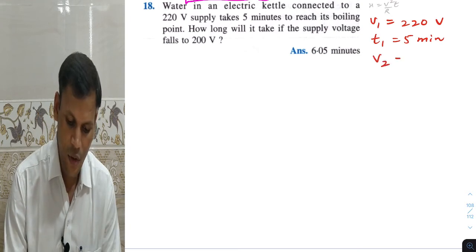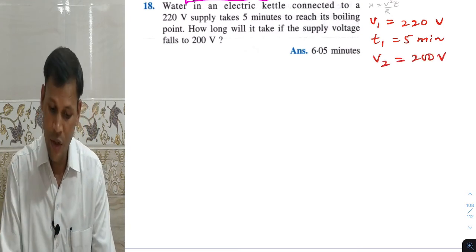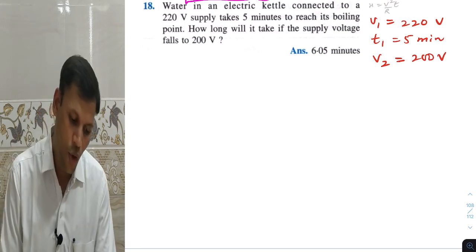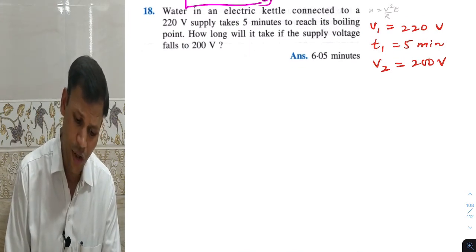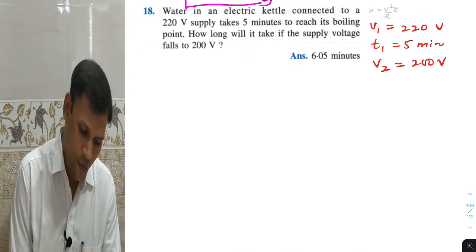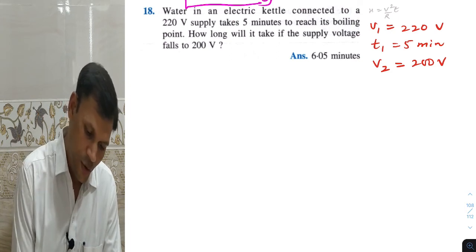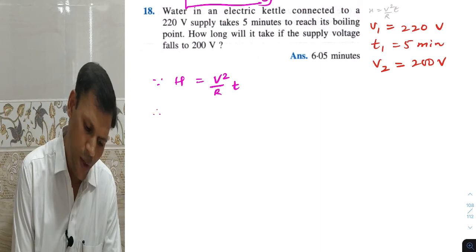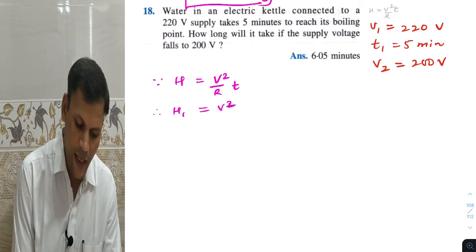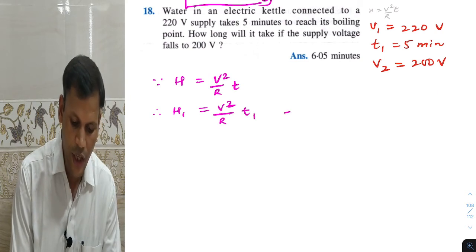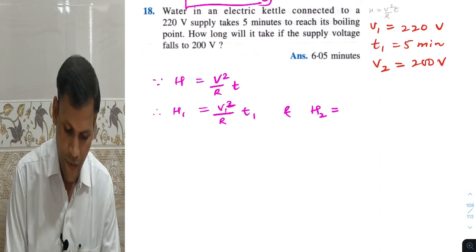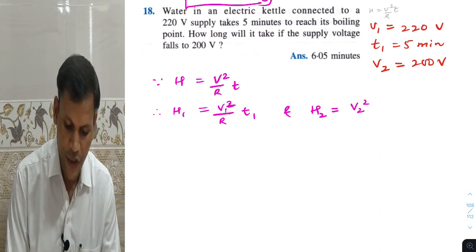V2 is 200 volt. Current is not mentioned to us, and resistance also will be same, so we will assume it is the same. Since the heat produced is V square by R into T, H1 will be V1 square by R into T1, and H2, the heat produced in the second case, will be V2 square upon R into T2.